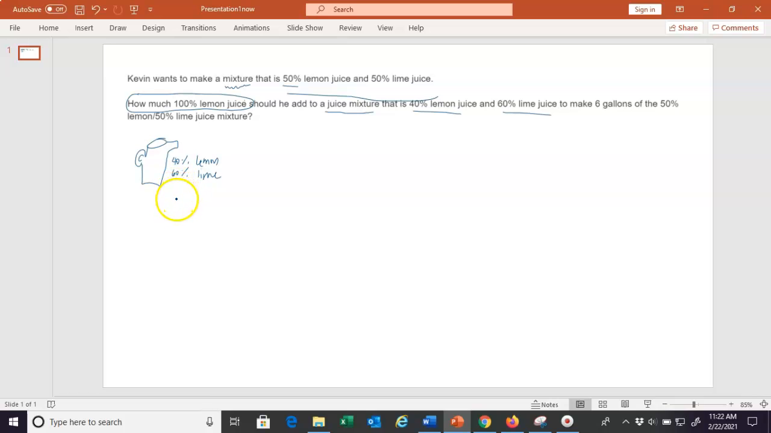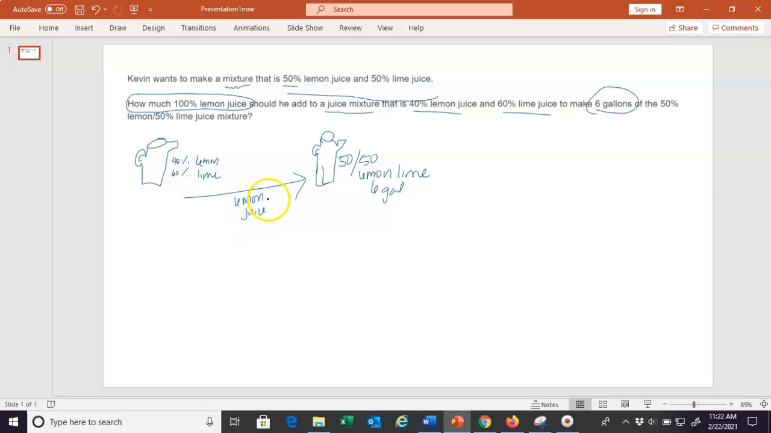And the amount is going to be in gallons because he says he wants to make a total of 6 gallons of this solution. So sometimes it helps to map out what we're working towards. We're working towards a 50-50 lemon and lime solution of 6 gallons. And so he's got to go from here to here. And how much lemon juice do I need to add?